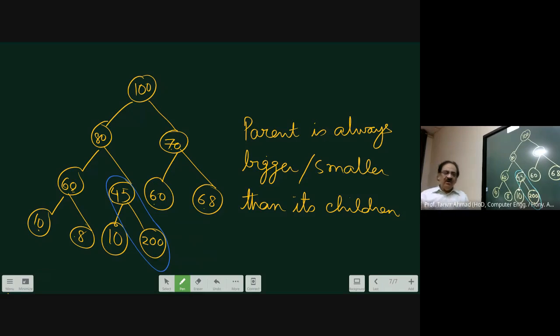Then I have to again rearrange it. Now this is not a heap. Why? Because this property is not followed. The parent is not bigger than the child. 45 is smaller than 200. Therefore, you have to do it again. We'll try to reheap it.